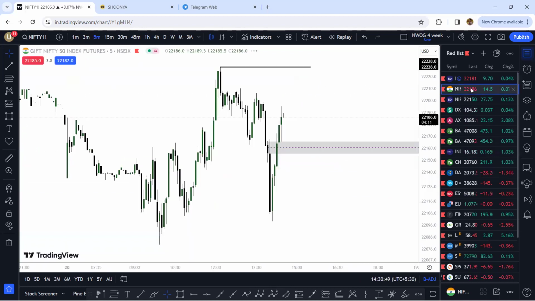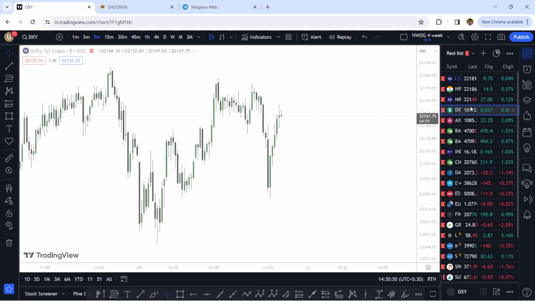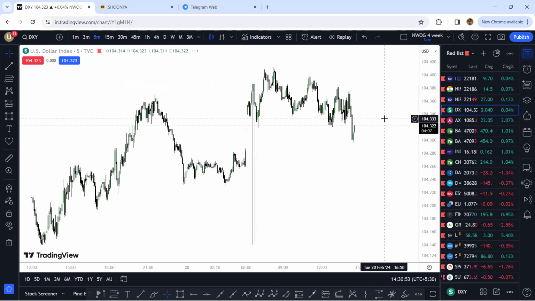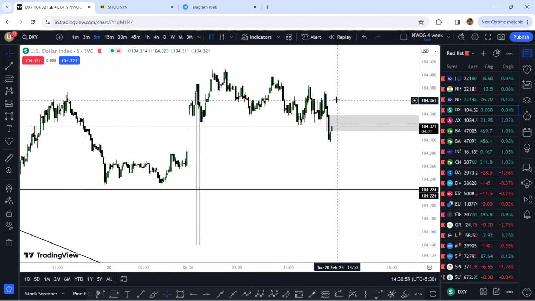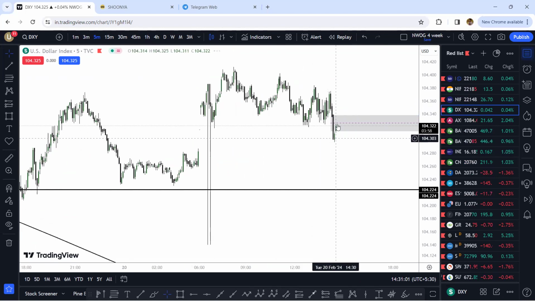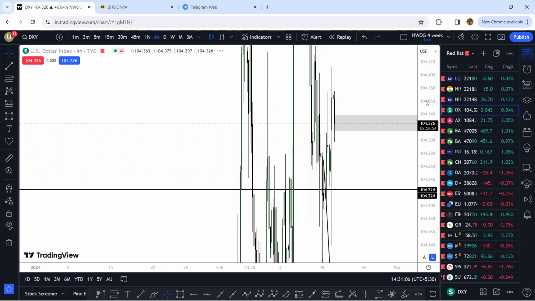Let's go back to DXY. What's DXY doing? DXY is creating those lower lows and lower highs. I like this. I want to see the price push lower from here. That's going to be a good sign. Now, how low?